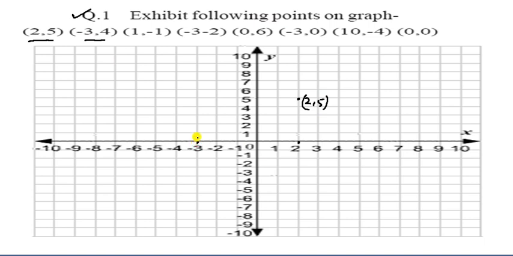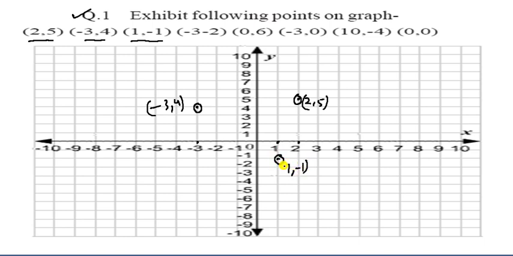Now what will happen with (-3, 4)? You can see -3 on the x-axis, this one is -3 on the axis, and 4 on the y-axis, and I can say this one is your 4. So that point is plotted here. So this one is (-3, 4).